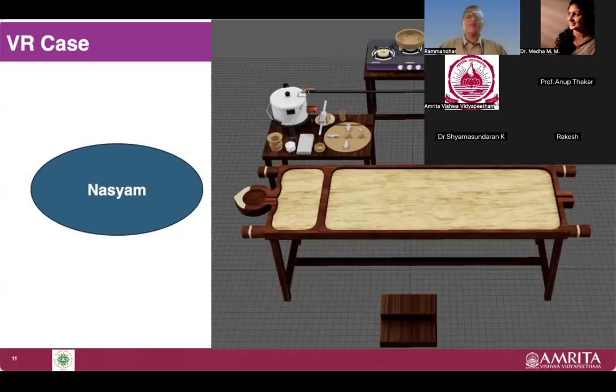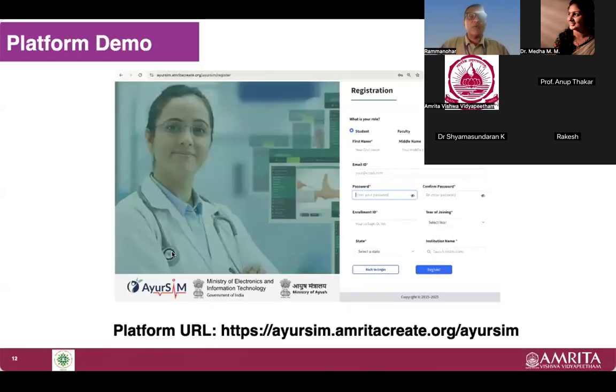But at this time, we have just one VR module. So this is the platform. When you enter the platform, you have an option to register. After you register, you can use this platform for free. It's a free tool. And once you enter the platform, there's a demo and a user manual. All this will help you learn how to use the platform. So this is the platform URL. You can access it by typing this web address.